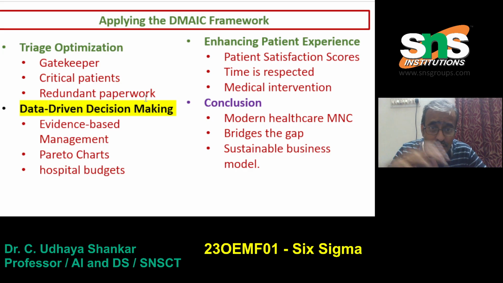So rather than making staffing decisions based on feelings, hospital CEOs can use Pareto charts, which will identify the 20% of causes that result in 80% of the delays. So this ensures that the hospital budgets are spent on the most impactful interventions. So that's the concept behind this data-driven decision making.